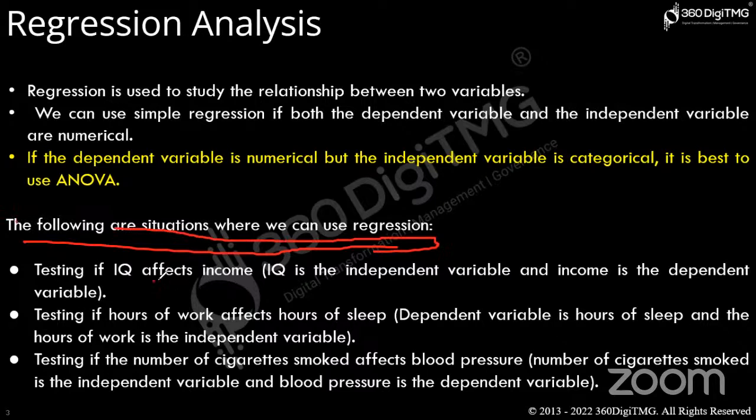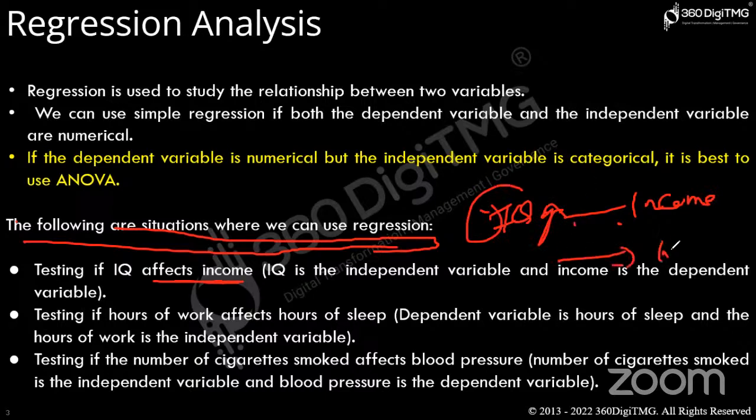Testing if IQ affects income. So normally, see, a person's income will depend on IQ, right? If IQ is increasing, you can say income is also increasing. Here we'll be having just one input, so we can simply use simple linear regression. Testing if IQ affects income: IQ is an independent variable and income is a dependent variable.